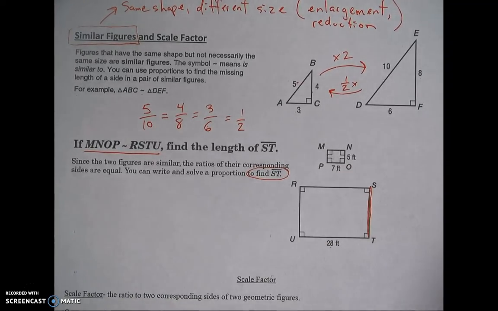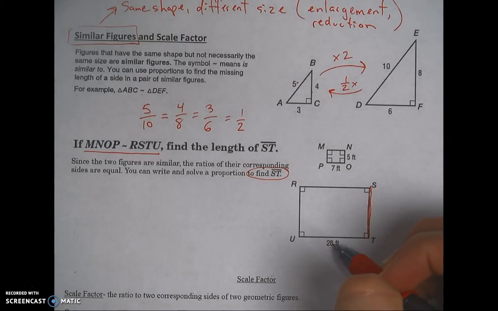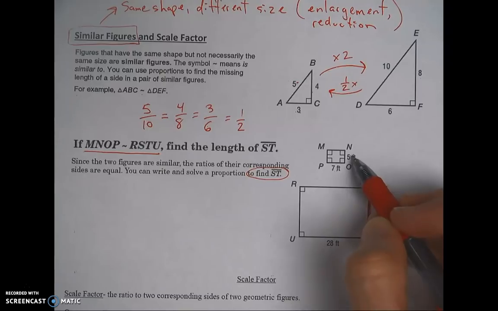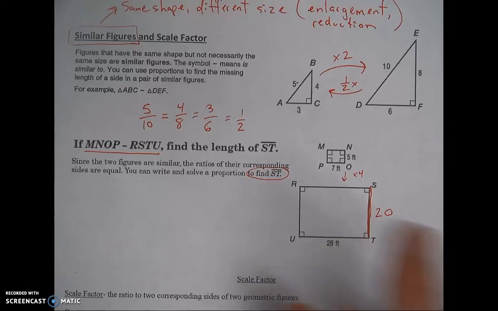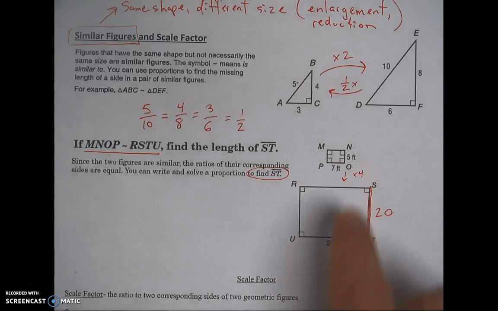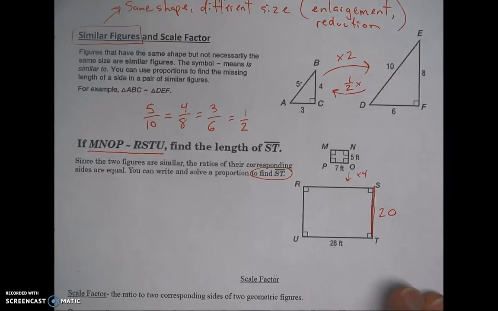Now the numbers are simple enough that you can just look at it and figure it out. 7 becomes 28, so we multiplied it by 4. So 5 multiplied by 4 is going to give you a side of 20. So if the numbers are that easy, you can just do it. The numbers are not always going to work out perfectly like this. Notice how 7 went into 28 exactly 4 times. It's not always going to be true. So how do we set this up if not?